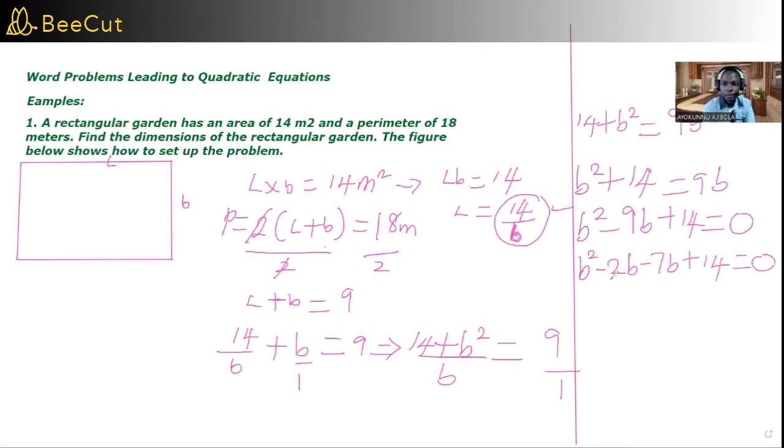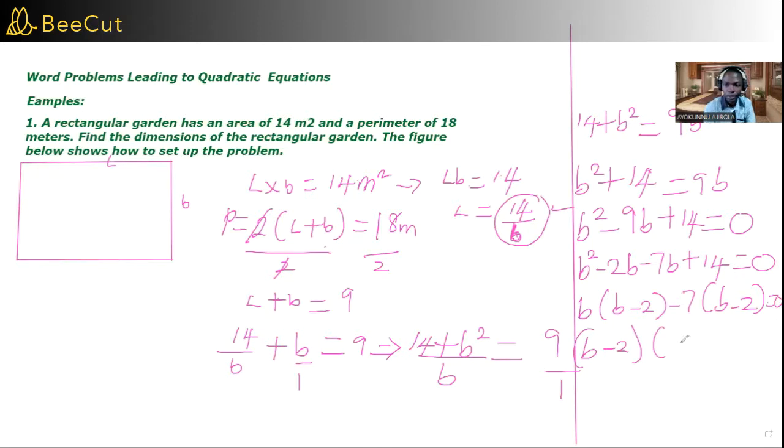So we have what is common to this. We have b into b minus 2. And what is common to this? We have -7 into b minus 2, equals 0. So what is common to the two sides? We have b minus 2 into b minus 7.